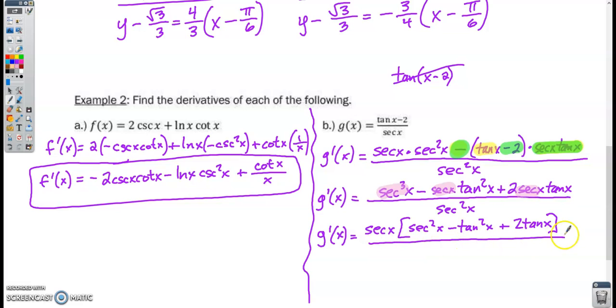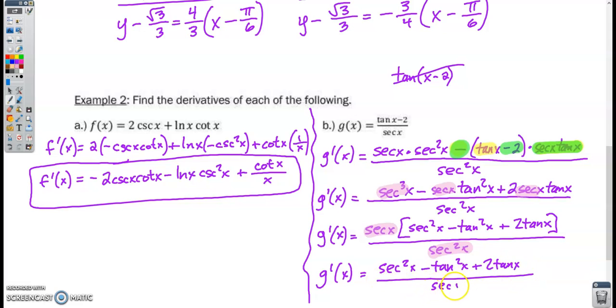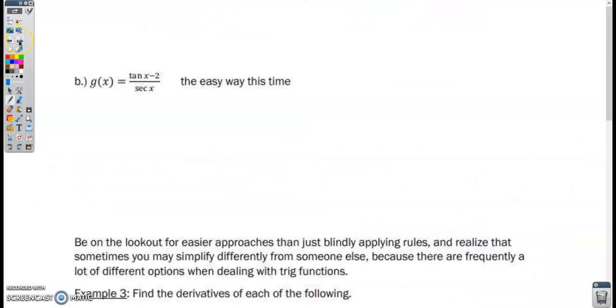All of that over secant squared, and so I can now take this secant of x with one of these secant of x's from the denominator and eliminate those. And so this turns into secant squared of x minus tangent squared of x plus 2 tangent of x all over secant of x. And there's our derivative.